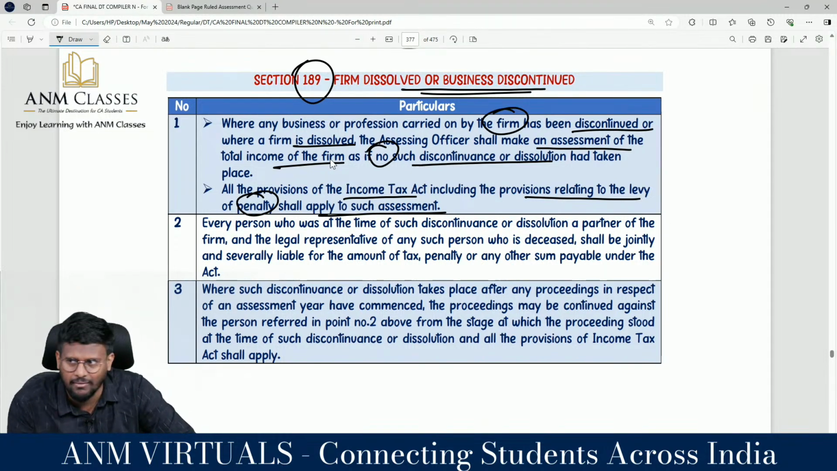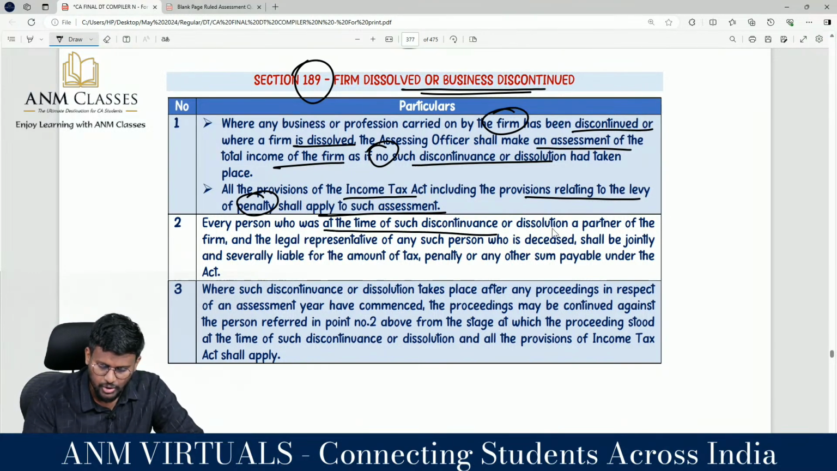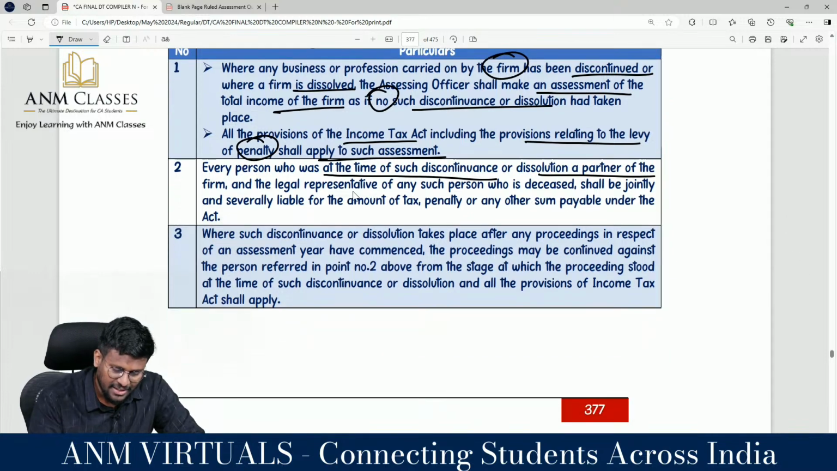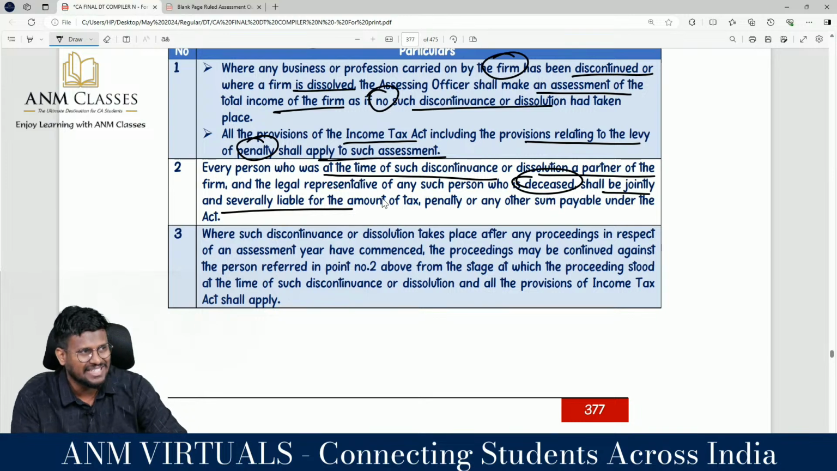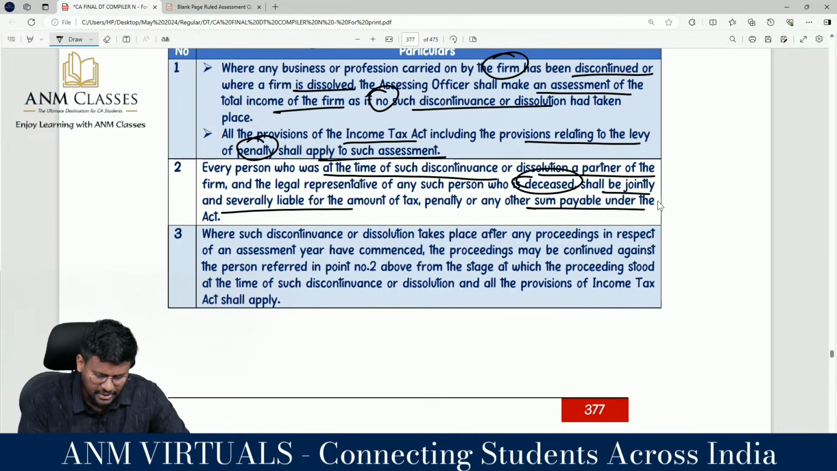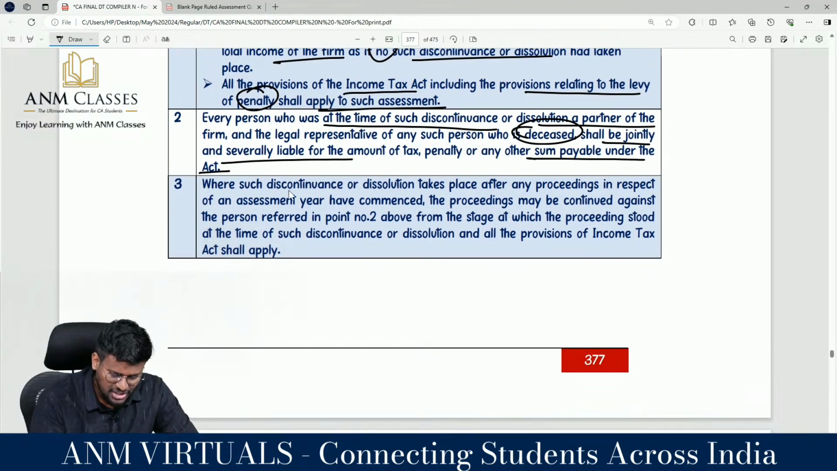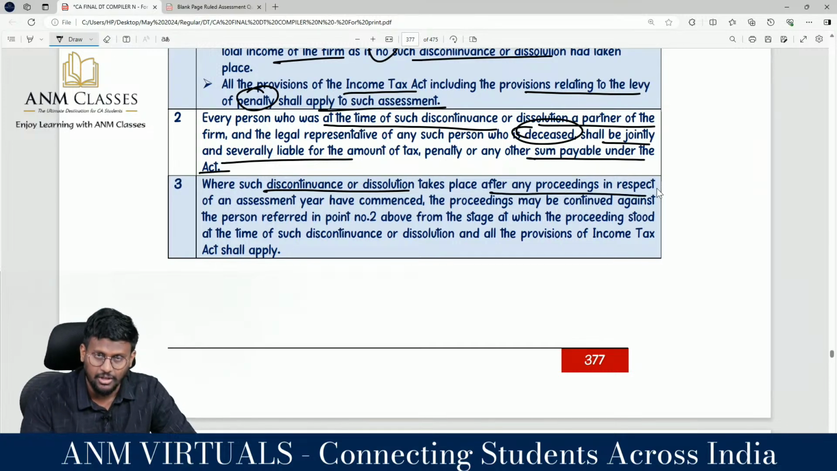It is as if the discontinuance never happened, because we cannot avoid making the assessment just because it was discontinued. Every person who was at the time of such discontinuance or dissolution a partner, and the legal representative of any such person who is deceased, shall be jointly and severally liable. Whoever were partners at the time of the discontinuance are all jointly and severally liable for that liability, or any other sum payable under the Act, where such discontinuance or dissolution takes place after the proceedings in respect of an assessment year have commenced.